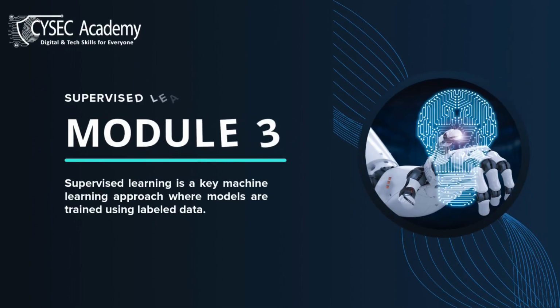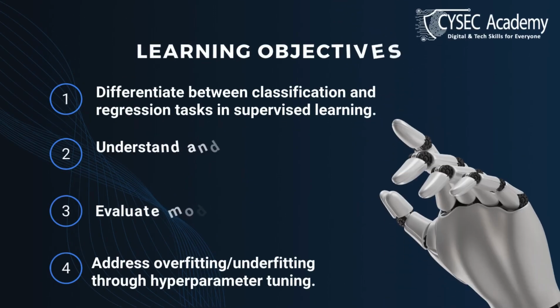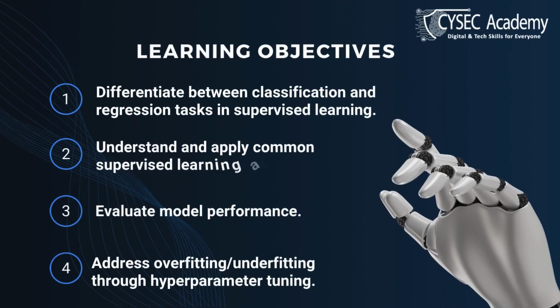Welcome to Module 3 of the AI and Machine Learning course. This module covers supervised learning, focusing on classification and regression. It introduces algorithms like linear regression and support vector machines, and includes model evaluation, optimization, and techniques to handle overfitting and underfitting.